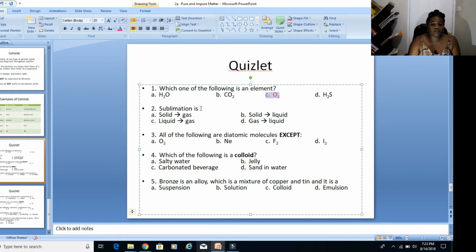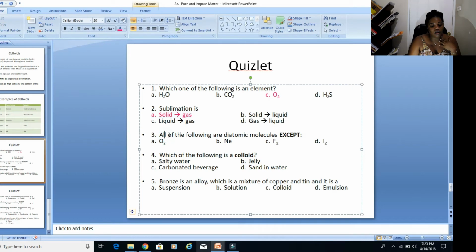Sublimation. We know that sublimation is a transition between a solid going directly into a gas or a gas going directly back into a solid without becoming a liquid. And so A is our answer because that says solid to gas. Everything else, solid to liquid, that's a no. Liquid to gas, no. Gas to liquid, no.